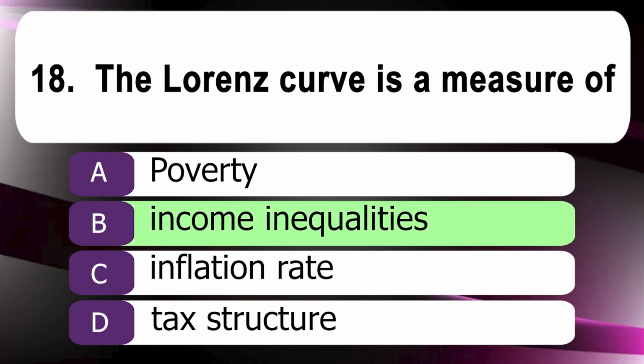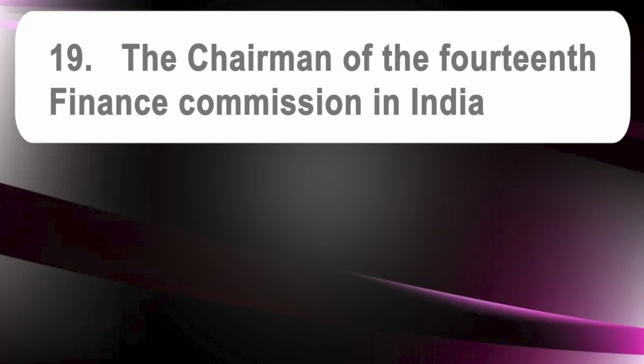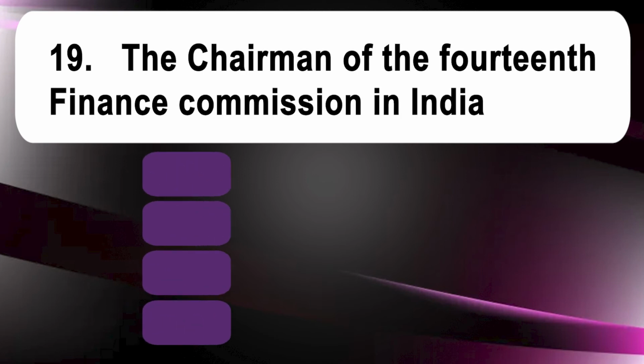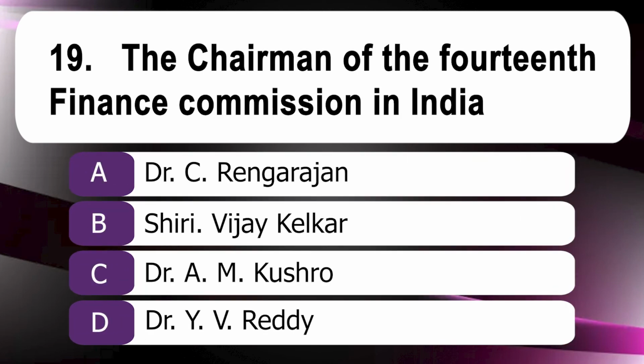Income inequalities. 19th question. The chairman of the 14th Finance Commission in India. A. C. Rangarajan. B. Sri Vijay Kelkar. C. Dr. A. M. Khusro. D. Dr. Y. V. Reddy. The correct answer is D. Dr. Y. V. Reddy.